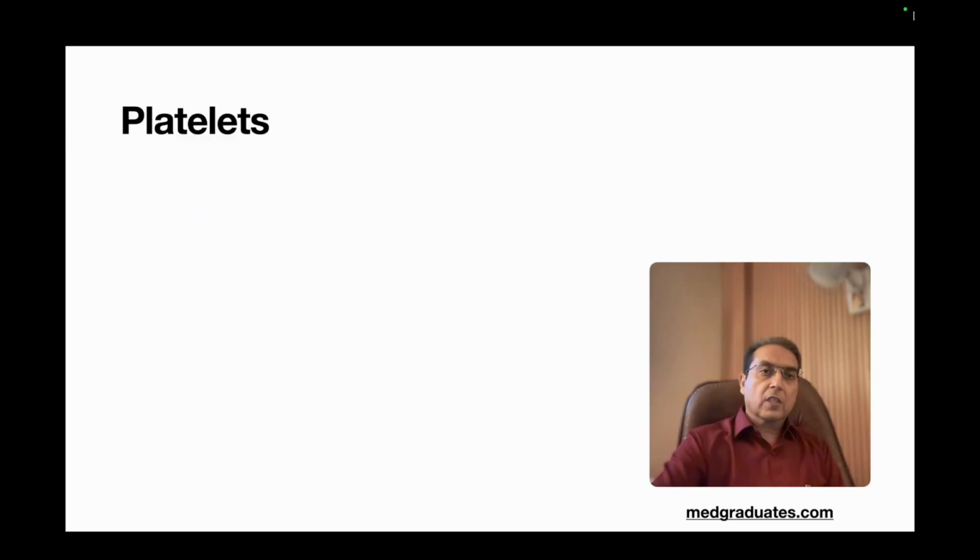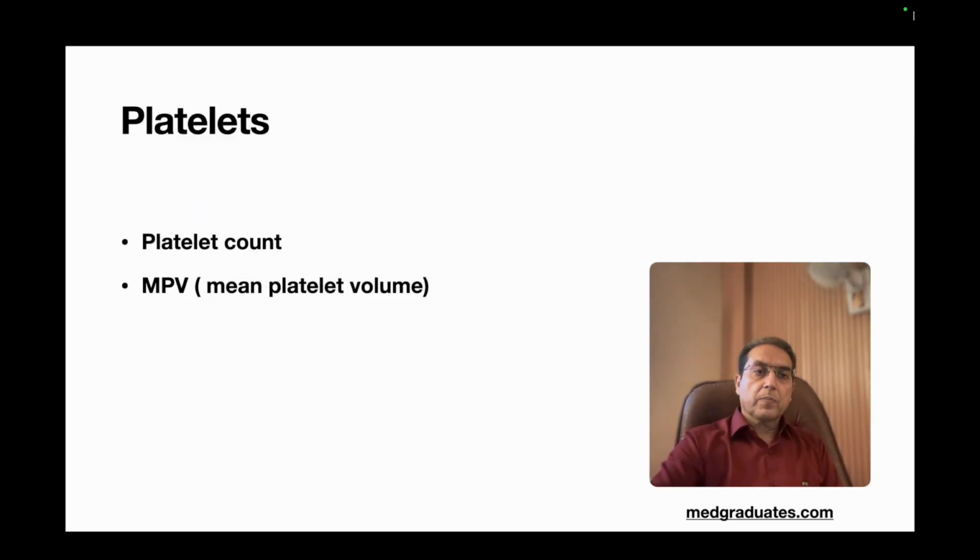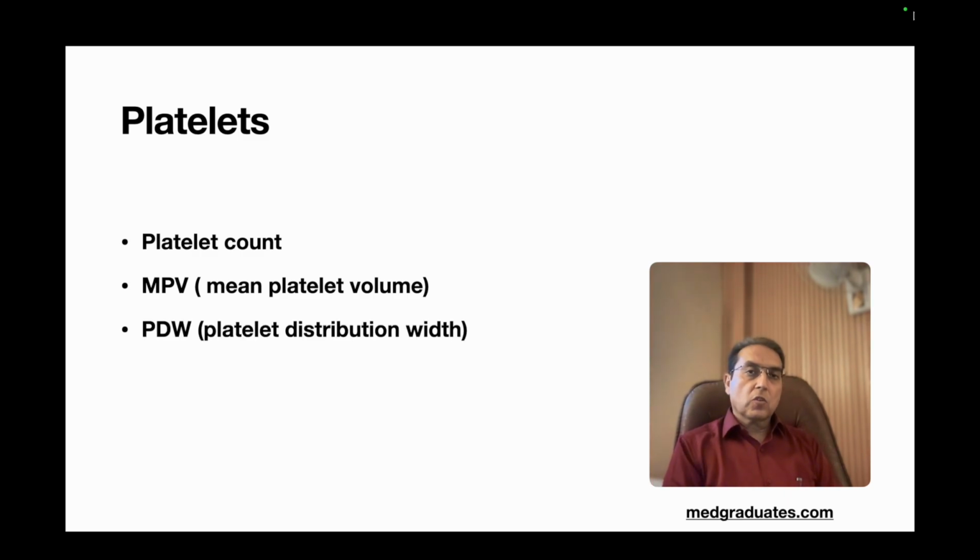So let's see what these are. These are mean platelet volume and platelet distribution width. They are counterparts of the RBC indices in platelets. Instead of MCV, we have MPV, mean platelet volume, and instead of red cell distribution width, similarly we have platelet distribution width. So the MPV means the volume, or size, of the platelets, while PDW, platelet distribution width, means the variation in the size of the platelets.